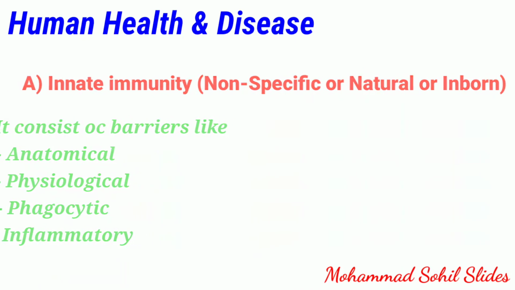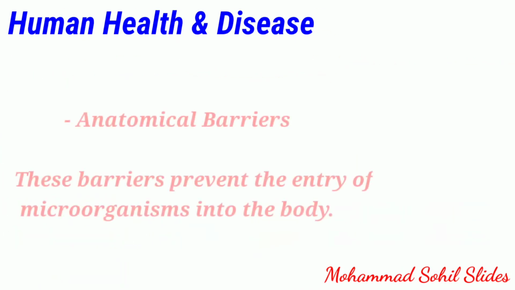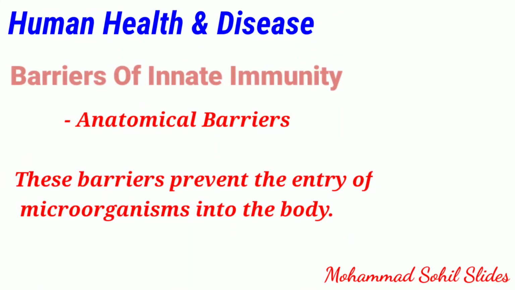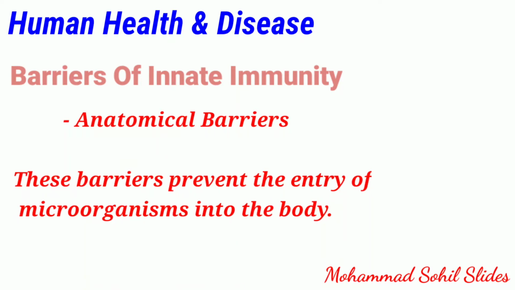First, anatomical barriers. These barriers prevent the entry of microorganisms into the body. These barriers are skin and mucous membrane. Mucus traps microorganisms. Example, epithelial lining which produces mucus is present in gastrointestinal tract.